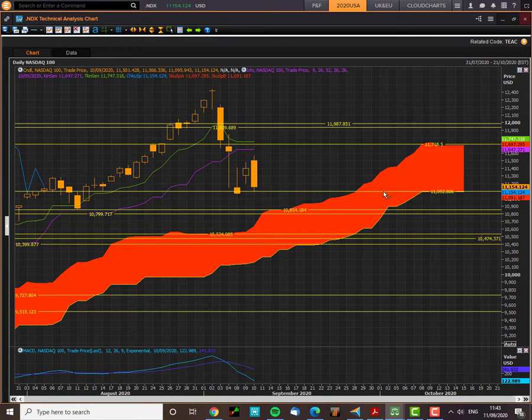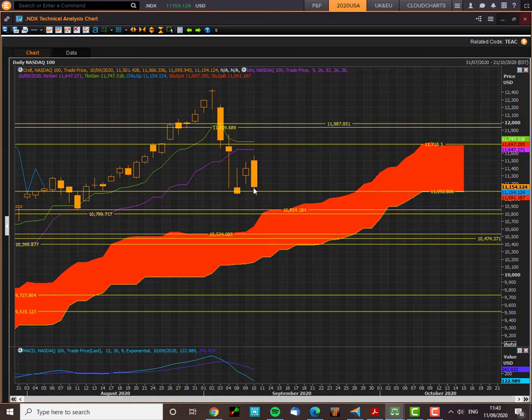And then we hit the front end cloud level here, 11,092. It's the bottom end of the cloud, which is cloud span B. That's the highest high and the lowest low for the last 52 days, divided by 2, plotted 26 days ahead from a cloud chart perspective. So that's a pivot point or an average price of the last 52 days, for example. So it's a significant support level from an Ichimoku cloud chart perspective.